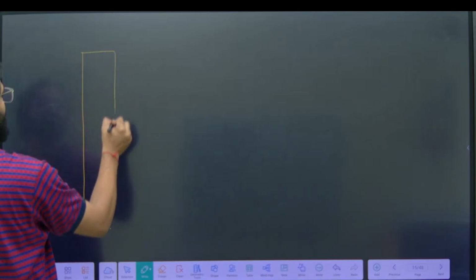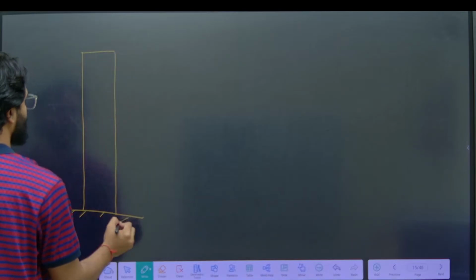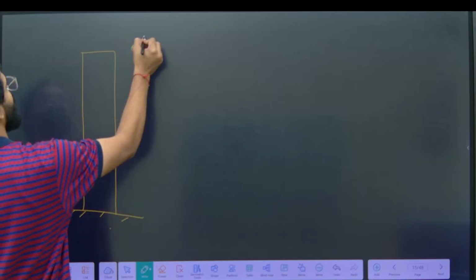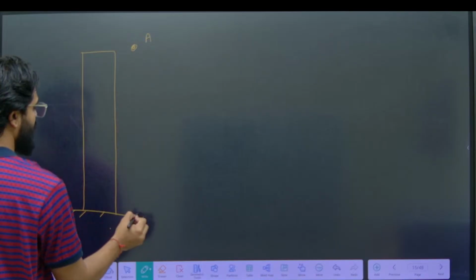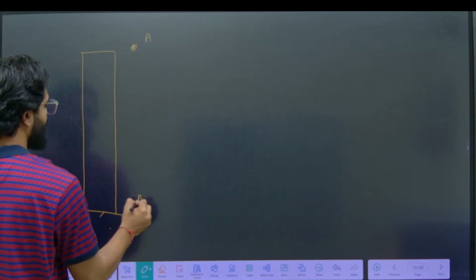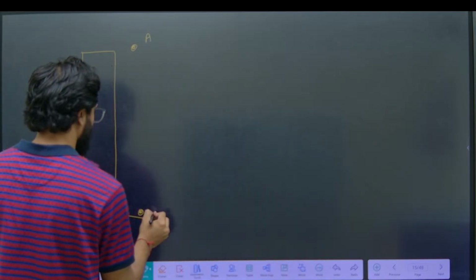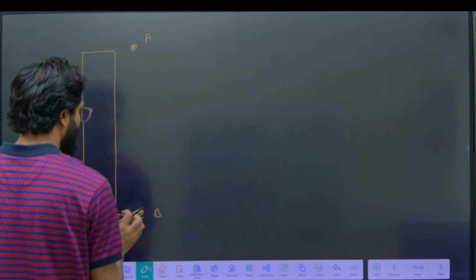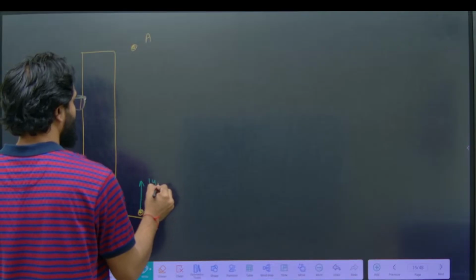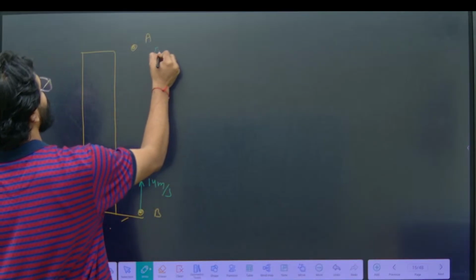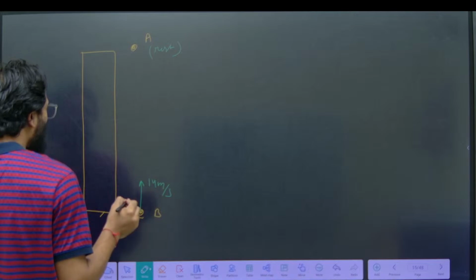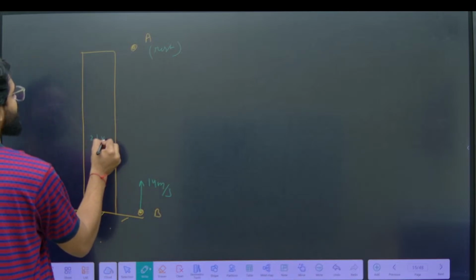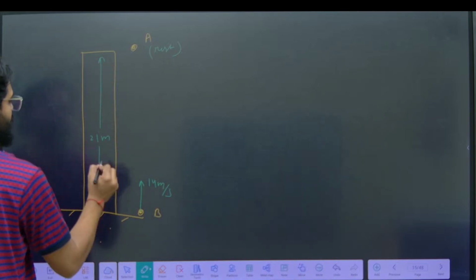So if this is a building, there is this guy A and this is guy B. Over here A is moving with 14 meter per second and B was at rest, dropped. So this is 21 meter high.